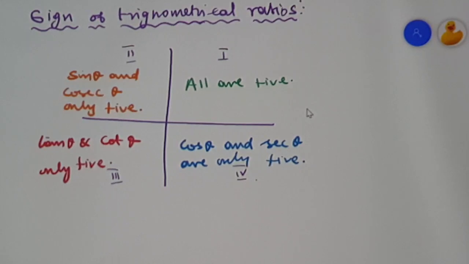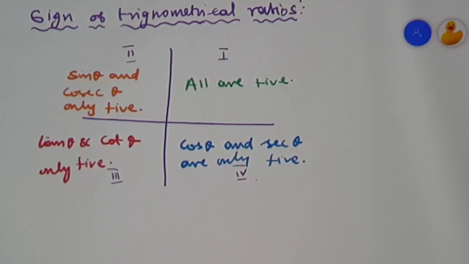In the sign of trigonometrical ratios, we have to consider the trigonometrical ratios of allied angles. That we shall see in our next video. While considering the trigonometrical ratios of allied angles, we have to write sine of minus theta, sine of 90 minus theta, sine of 90 plus theta, or 180 minus theta, 180 plus theta. Like that we have to go for the formula.